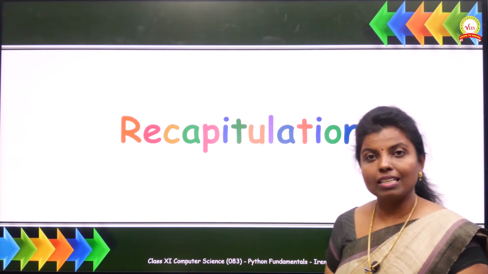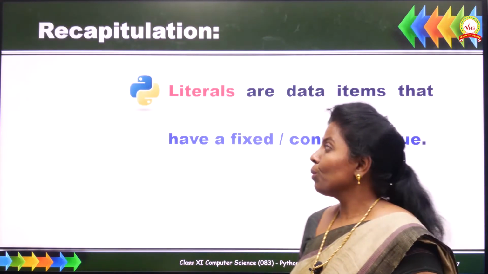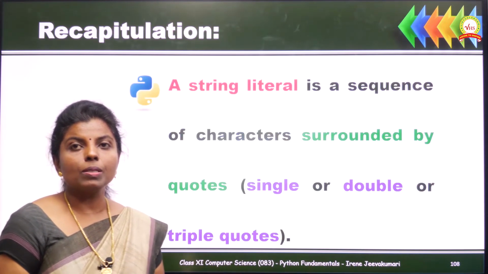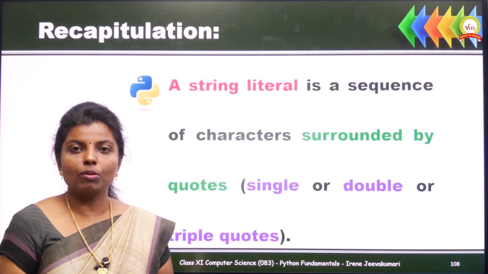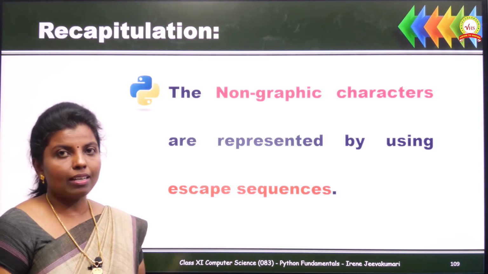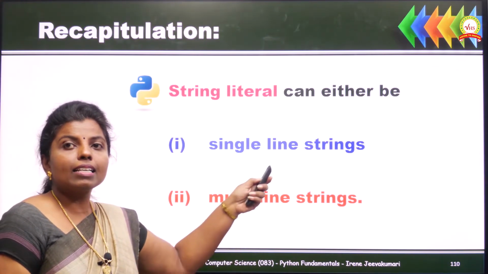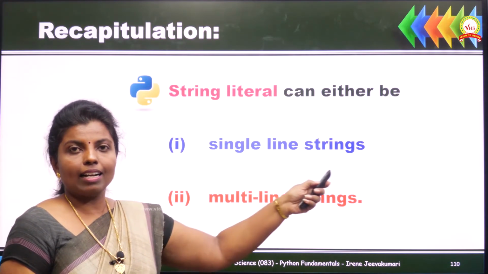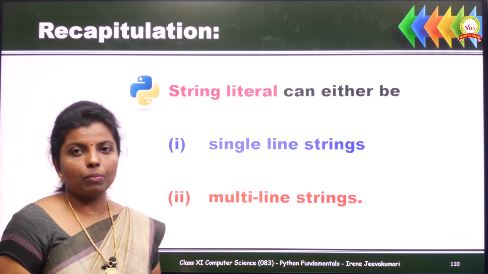So you have learned about single line strings as well as multi-line strings. Let us recapitulate now. What are literals? Literals are data items. They have fixed or constant values, and a string literal is a sequence of characters surrounded by quotes: single quote, double quote or triple quote. The non-graphic characters are represented by using escape sequences, and a string literal can be either a single line string or a multi-line string. Single line strings start in a single line and end in a single line itself, and multi-line strings spread across multiple lines.